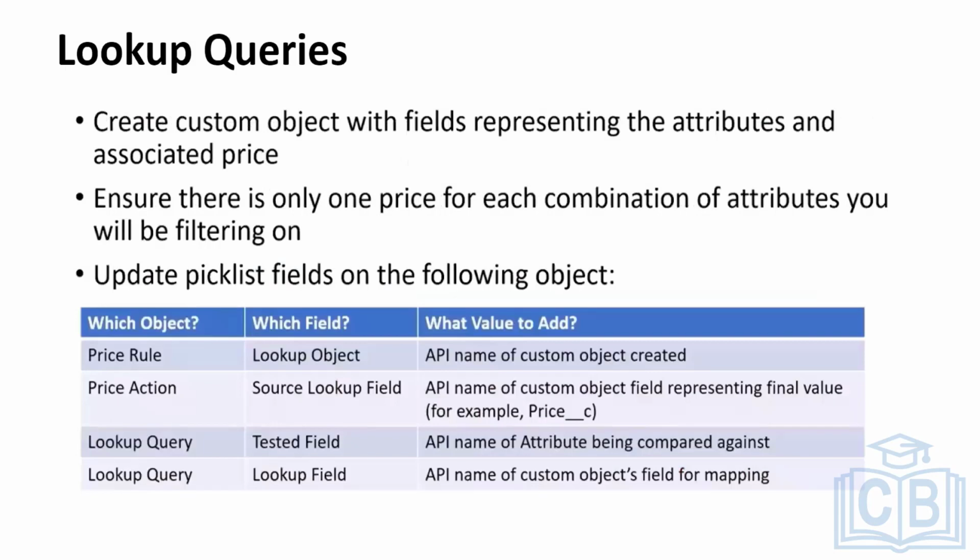Lookup queries, I already told you. If you want to go ahead with the slides, you can go ahead. So basically, create a custom object with the fields representing the attributes and associated price. Ensure there is only one price for each combination of the attributes you will be filtering on, and update picklist fields on the following object. So these are the steps I mentioned here. If you want to go through it again in future, you can go through it easily.